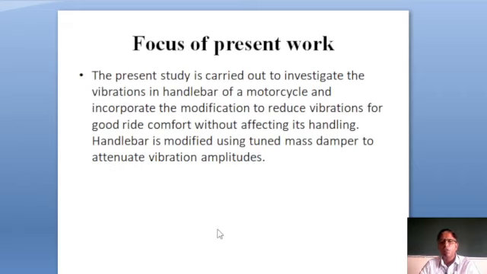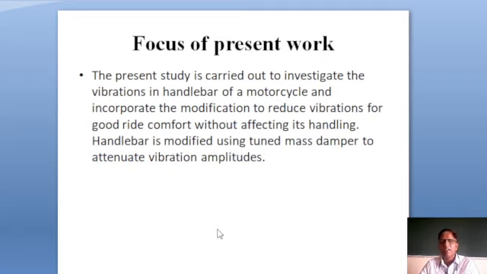Now the focus of the present study is to investigate the vibrations in the handlebar of a motorcycle and incorporate a modification to reduce the vibrations for good ride comfort without affecting its handling. The handlebar is modified by using a tune mass damper to attenuate vibration amplitudes. So we are using a tune mass damper.